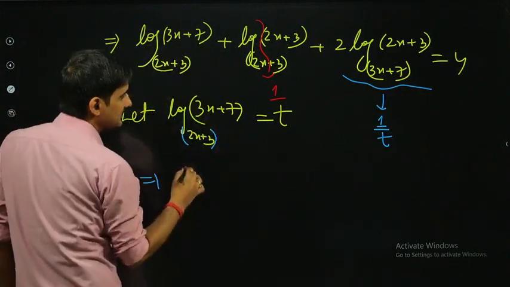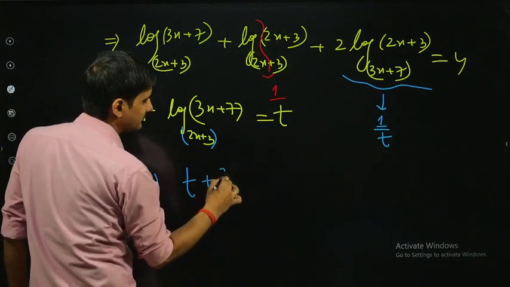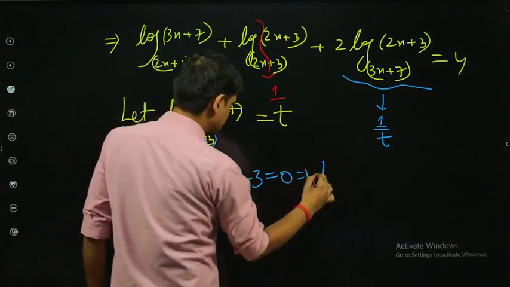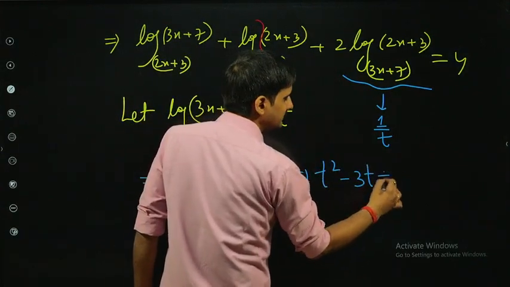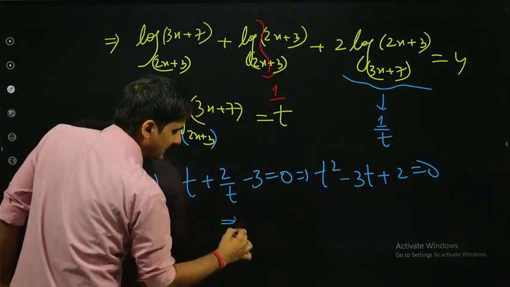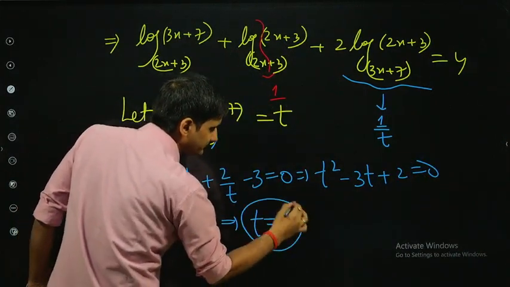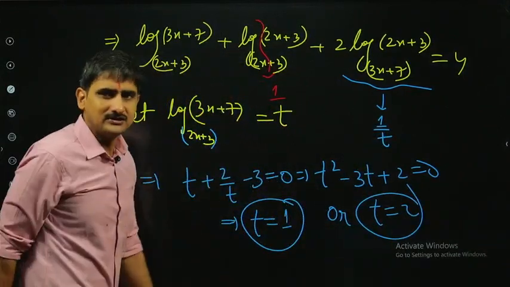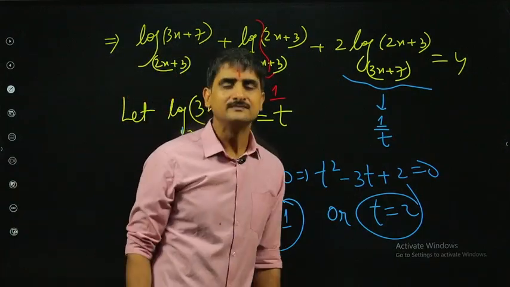So now I'll write it as (t + 2)(t - 3) equal to 0. So t² - 3t + 2 equal to 0. So that means either t is 1 or t is 2. That's it. Either t is 1 or t is 2.